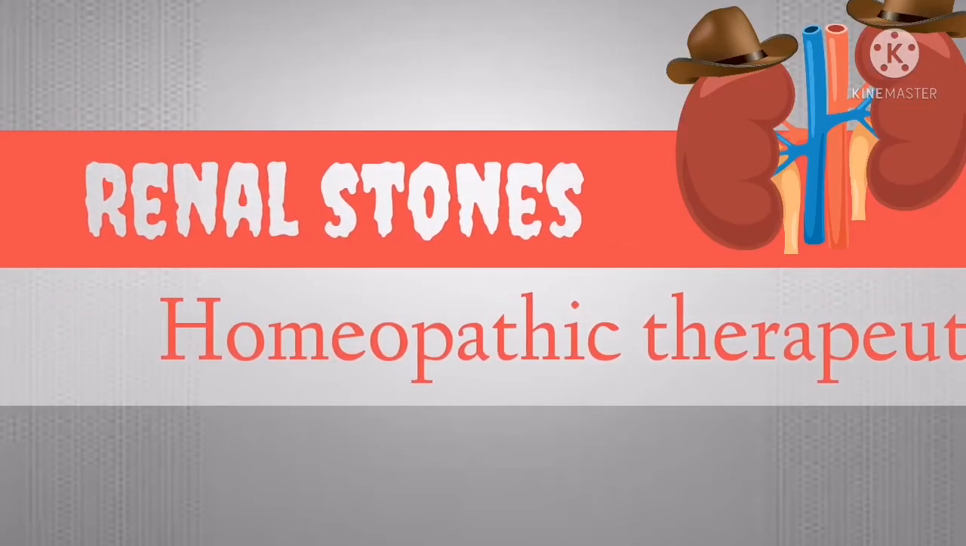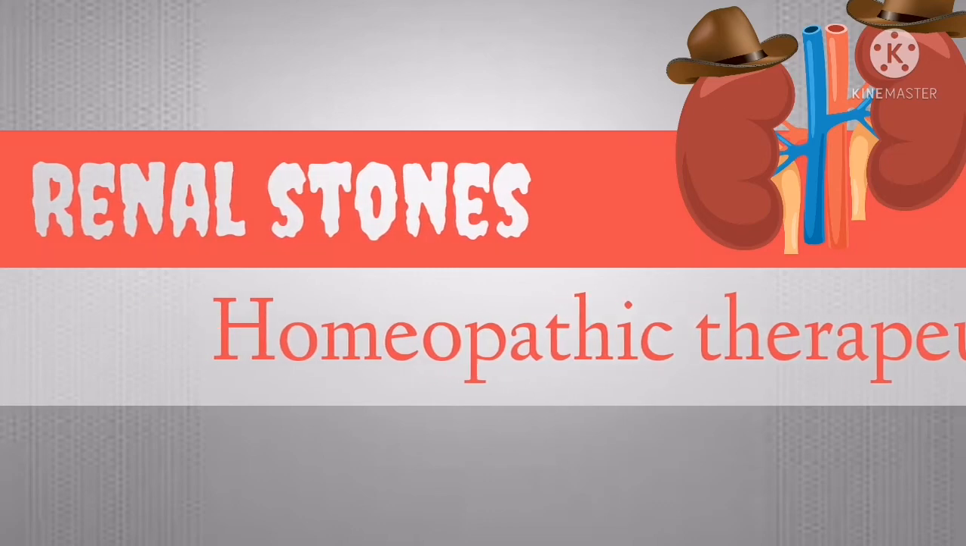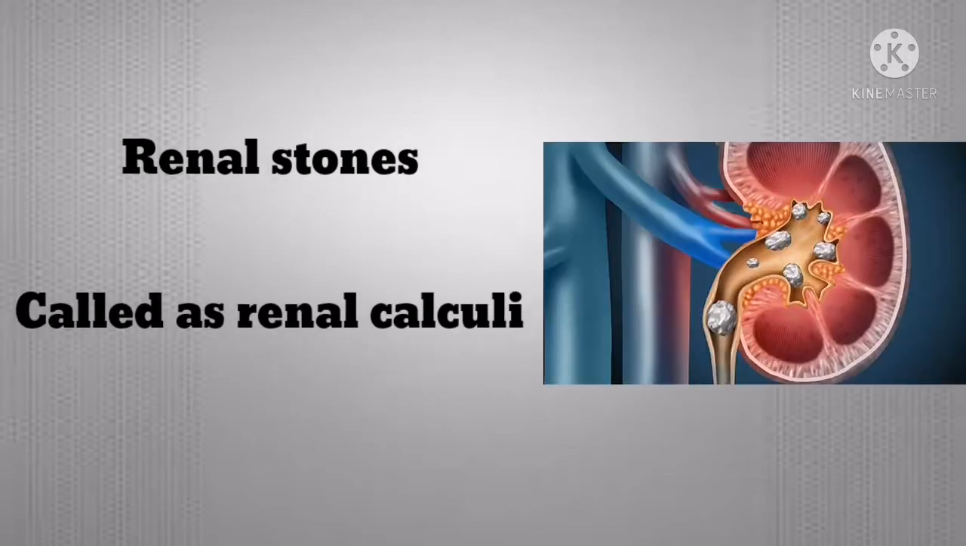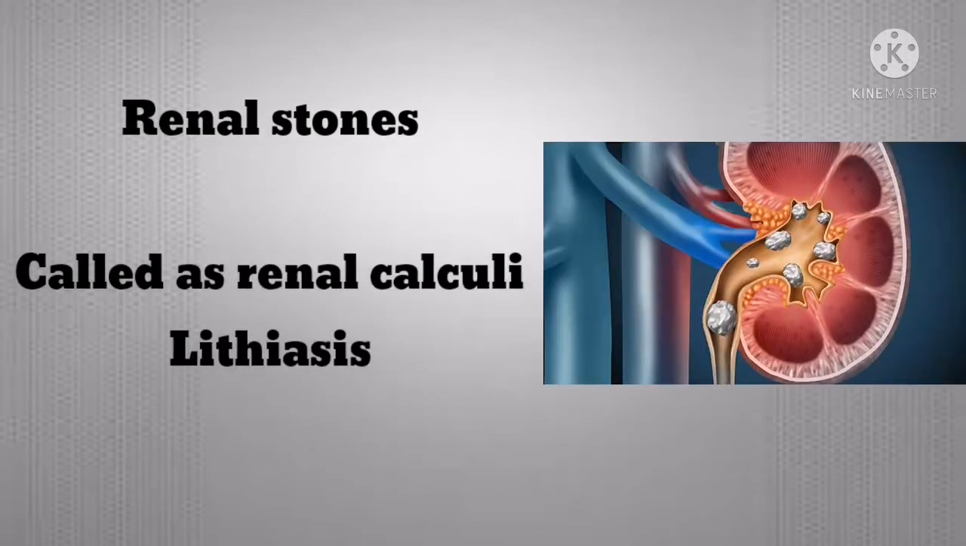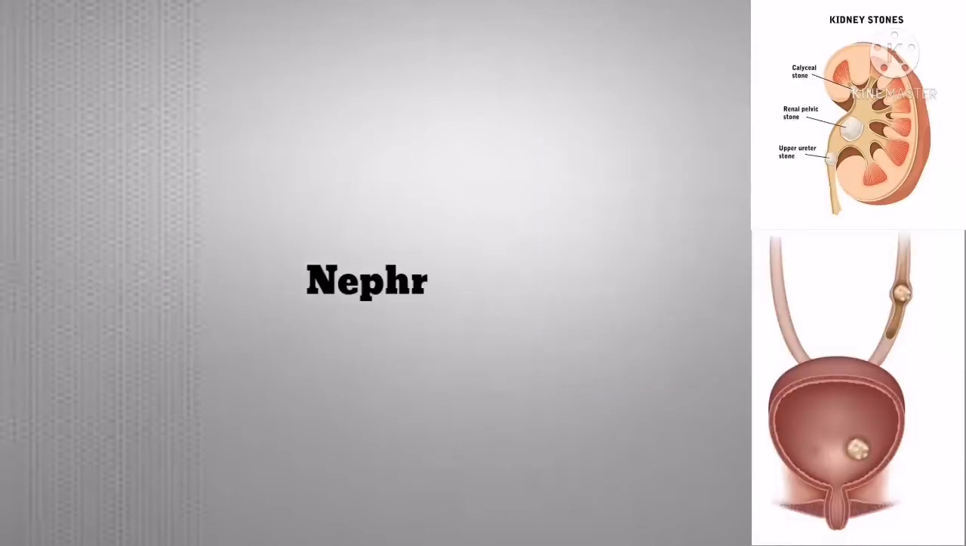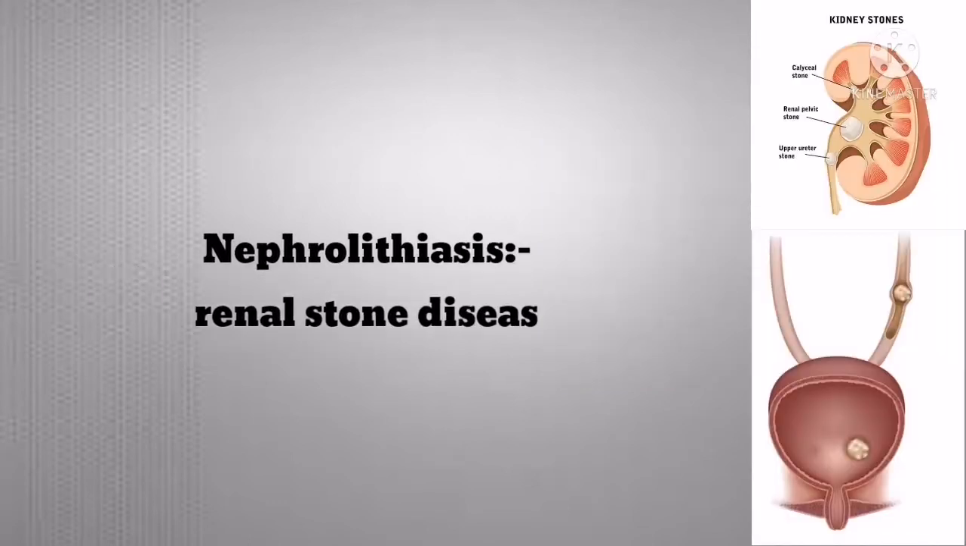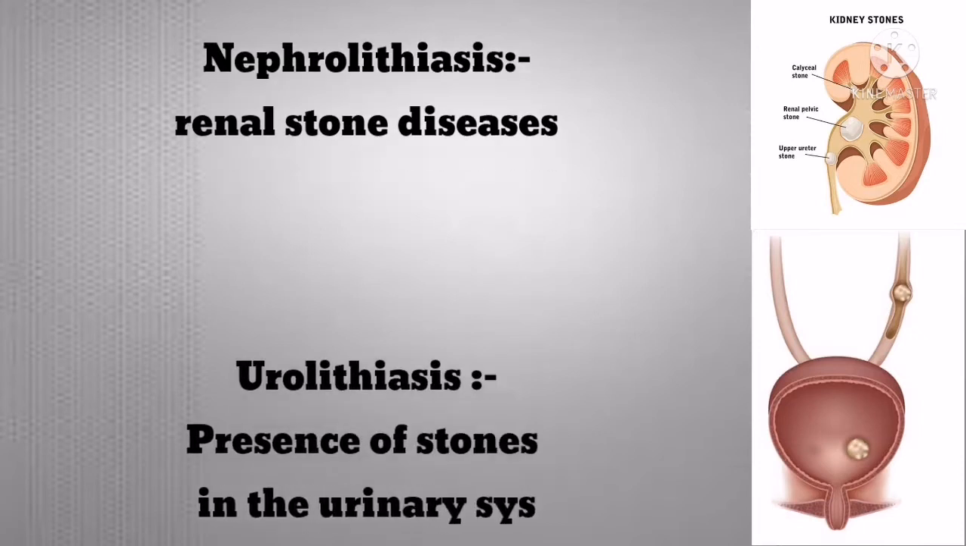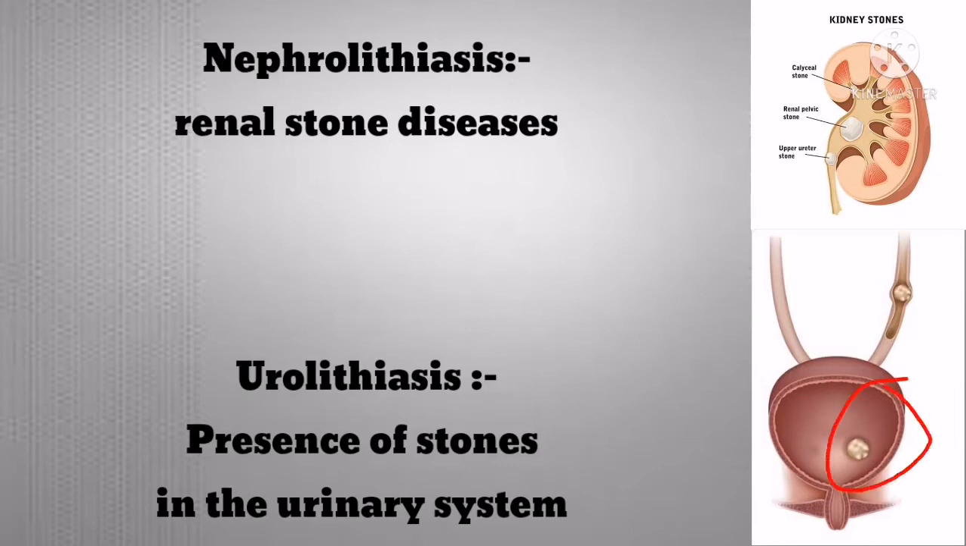In this video, we are going to discuss renal stones and the homeopathic therapeutics. Renal stones mean stones in the kidney. Renal stones are commonly named renal calculus or renal lithiasis, and there is a difference between nephrolithiasis and urolithiasis. Nephrolithiasis refers to renal stone disease, and urolithiasis is the presence of stone in the urinary system.